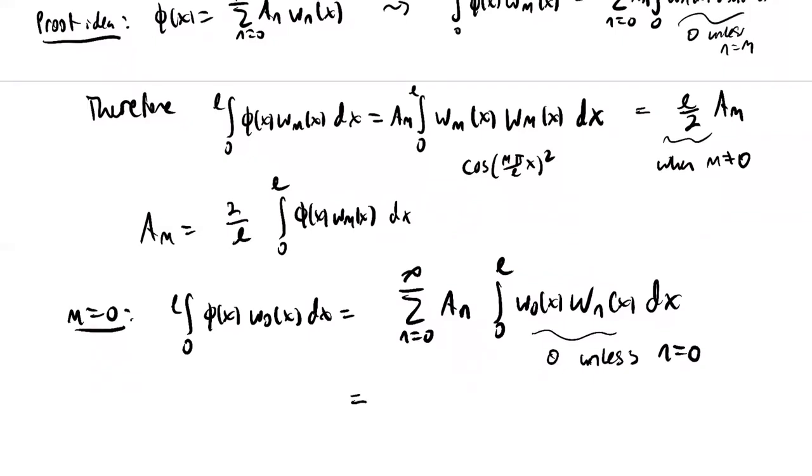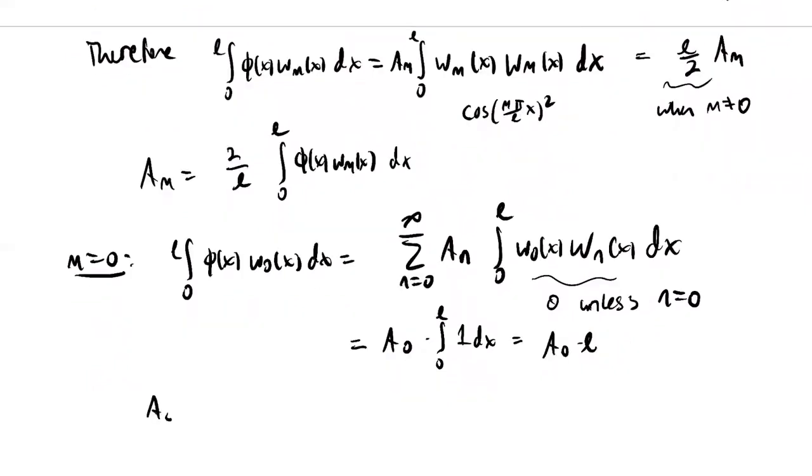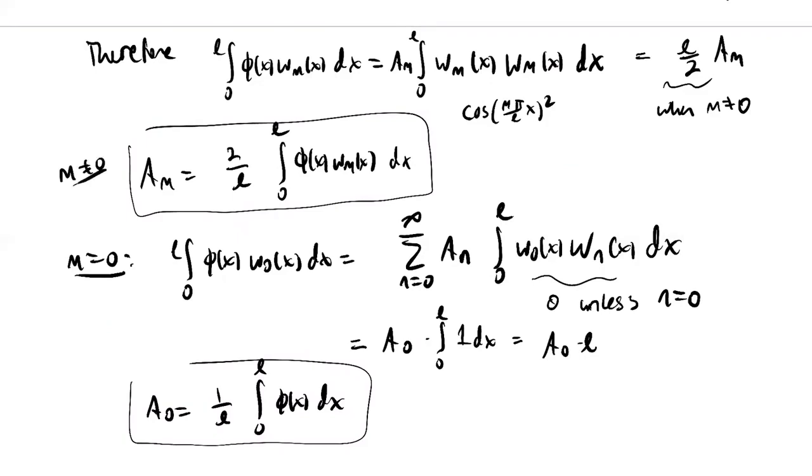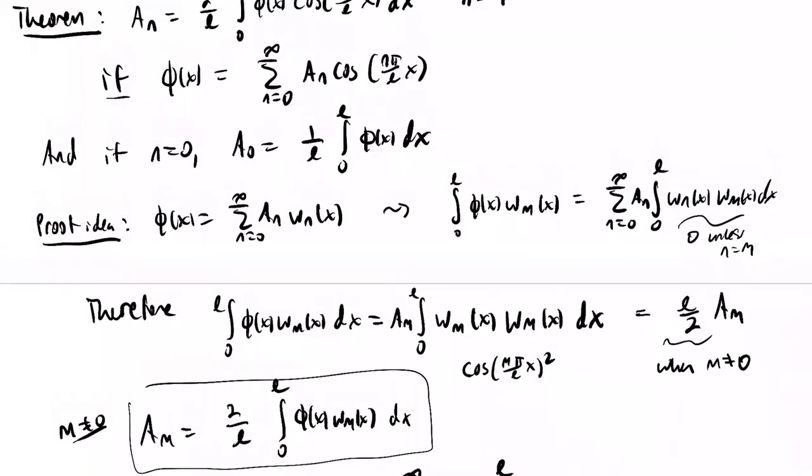Again, it's a similar calculation. And so you end up with, well, there's only the term corresponding to a zero. I have a zero times the integral from zero to L of one dx. So this is a zero times L, right? And so this tells you that a zero is one over L times the integral from zero to L of phi of x. W zero is one, so it's just phi of x dx. Right, so this is for m equals zero. And that's what I wrote up here. Okay.